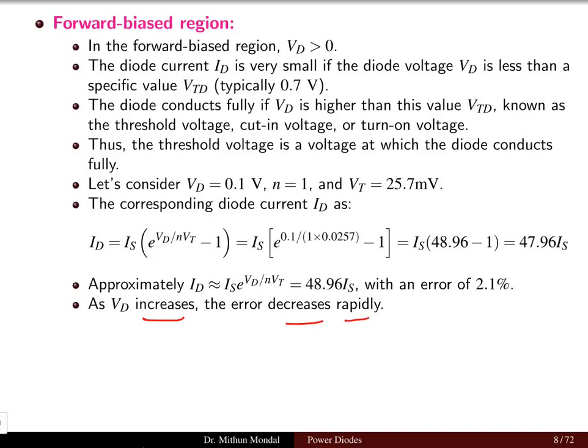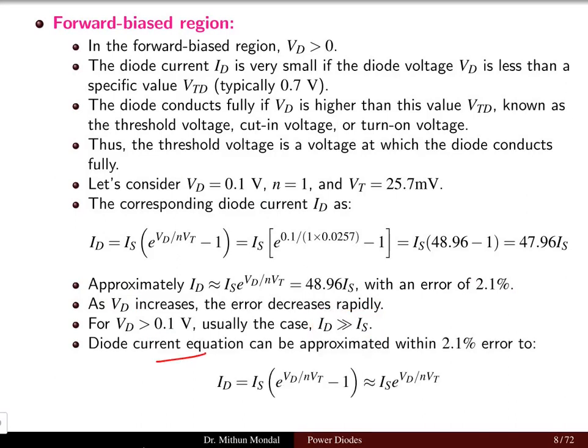So when you supply the voltage and Vd keeps on increasing beyond the threshold voltage, this error of 2.1%, which is the calculation we have taken because here the voltage is less than 0.7 volt, will decrease. And for Vd greater than 0.1 volt, usually the case is that Id is very much greater than the reverse saturation current. The diode current equation can be approximated within 2.1% error using the formula where you can remove this 1 from the equation and approximate using this equation.